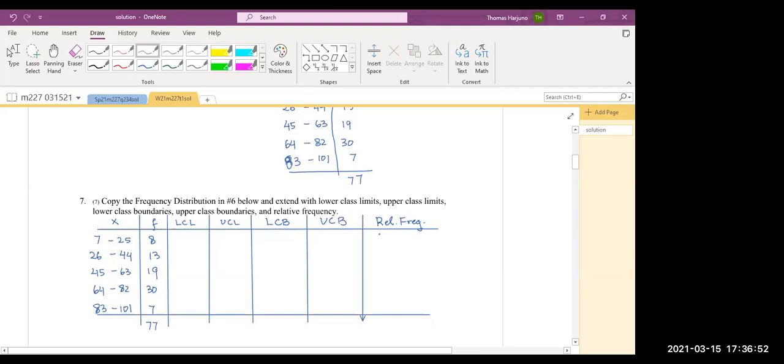Okay, let's just do the relative frequency now. So 8 over 77, 13 over 77, 19 over 77, 30 over 77, 7 over 77, the total of 77 over 77, which is 1.